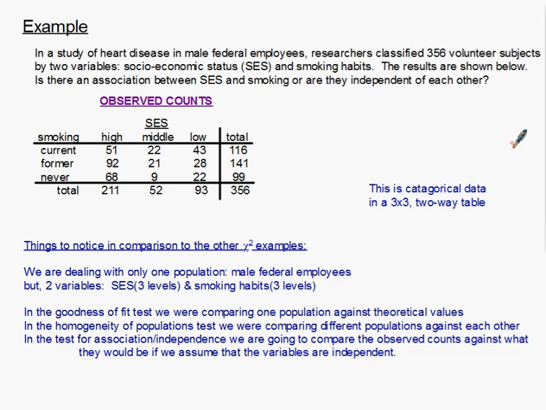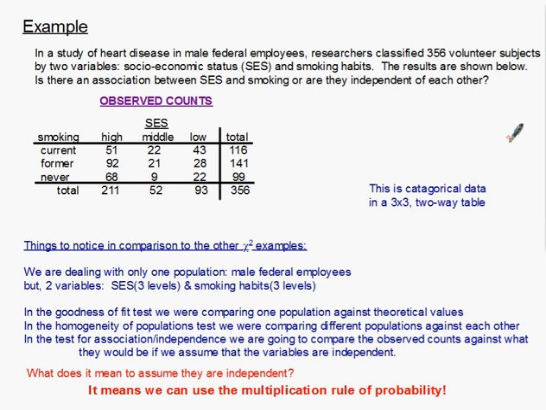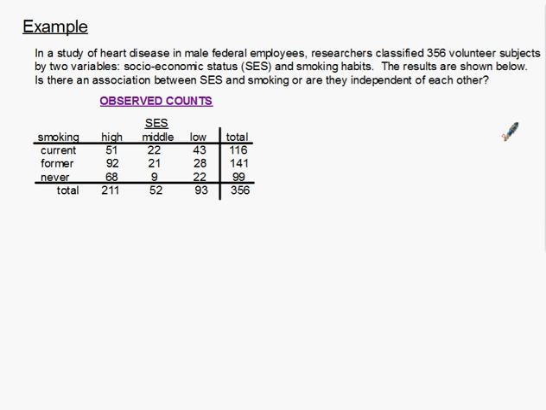In this test, the test for association or independence, we are going to compare the observed counts against what they would be if we assumed that the variables are independent. You can already see where the null hypothesis is going to come in. We're going to assume that they're independent. Well, what does it mean to assume that they're independent? What it means is that we can use the multiplication rule of probability, and that is how we are going to get our expected counts.